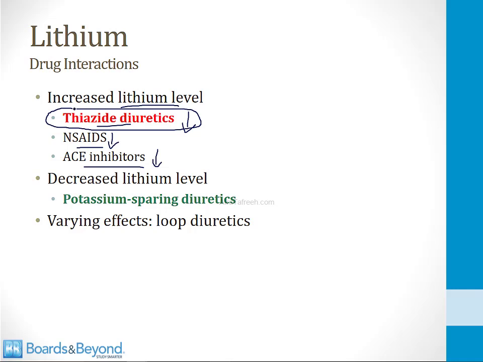And I've bolded thiazide diuretics because this is a classic board question. It appears on the STEP exams, on the internal medicine exams, and even the emergency medicine exams. A patient on lithium who has started on a thiazide diuretic for hypertension is a classic patient to develop lithium toxicity, and that's because thiazide diuretics raise the lithium level.